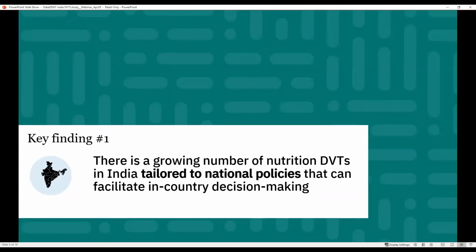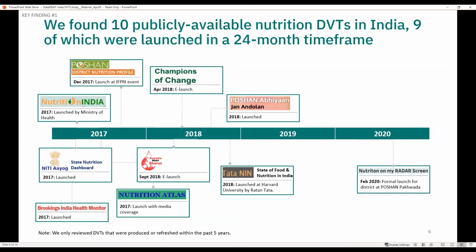So coming straight to the key findings of our study, firstly, similar to the global work as Yashu has shared, there is a growing number of nutrition DVTs in India, which are tailored to national policies that can facilitate in-country decision-making. We found 10 publicly accessible nutrition DVTs in India, 9 of which were launched in a 24-month time frame. And the timeline here reflects the launch period of each DVT.